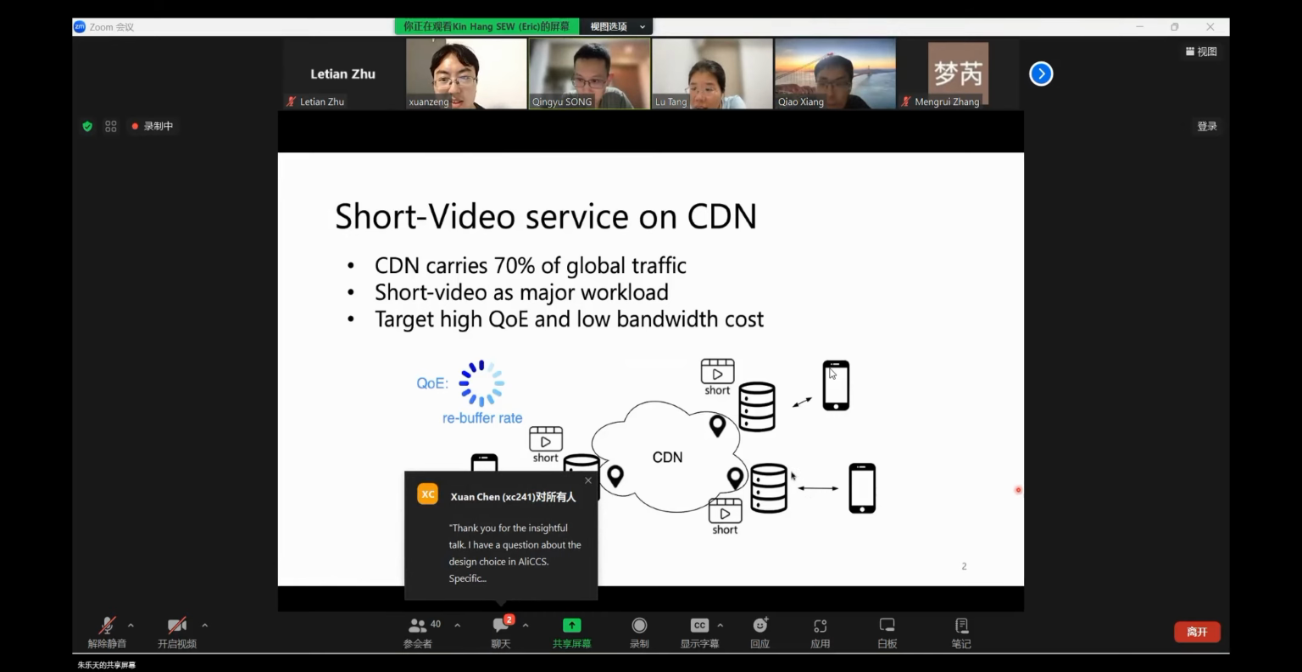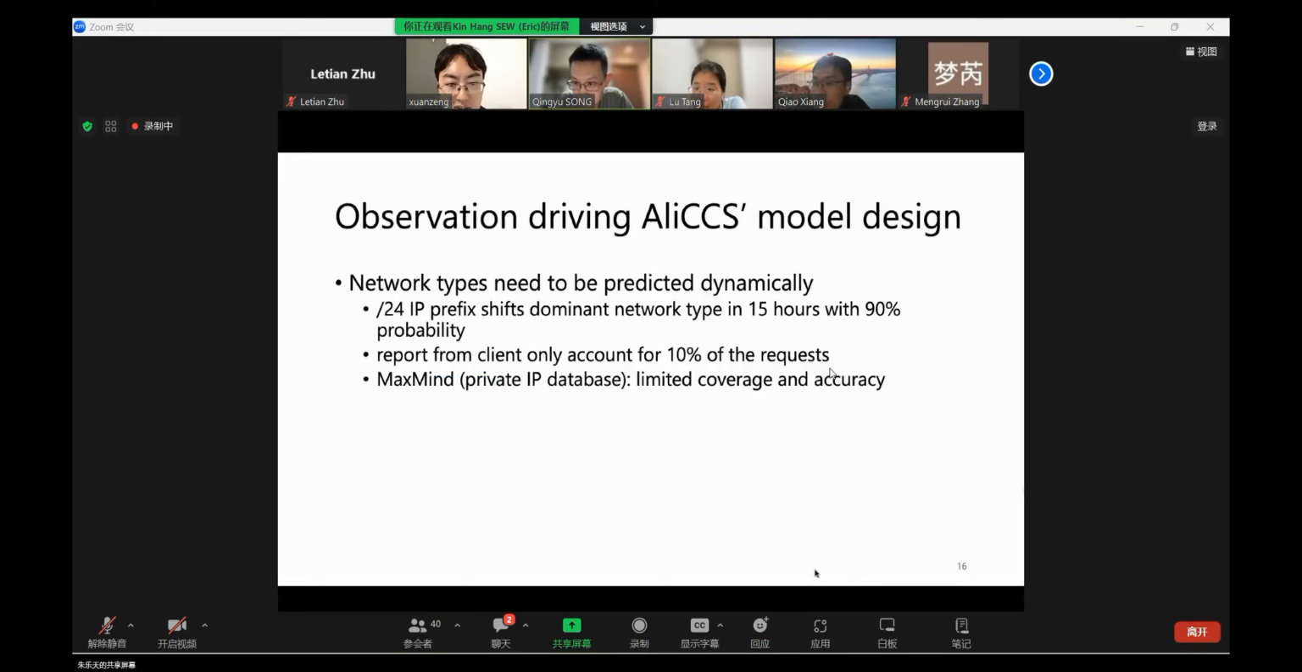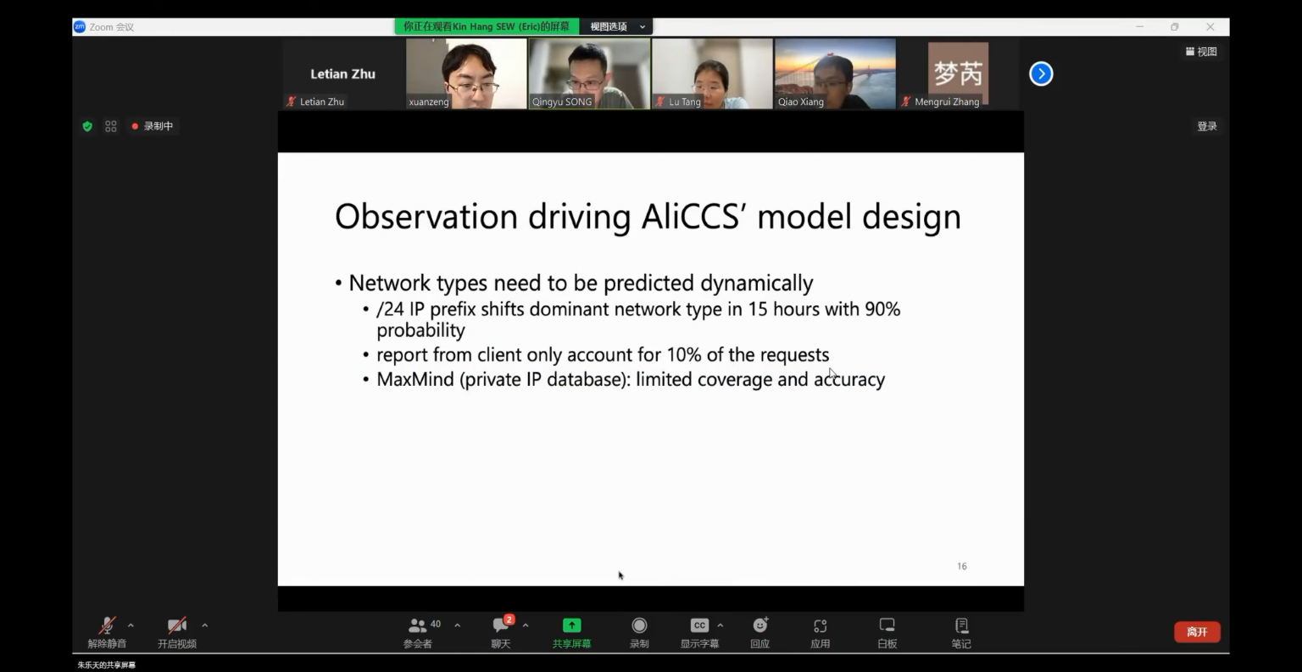Okay, I will give the chance to Chen, and let me rephrase his question. Thank you for the insightful talk. I have a question about the design choice in RDCCS. Specifically, if the user is able to directly provide the network type, RDCCS can make an immediate decision, but in more realistic cases the network type is unknown and RDCCS must infer it. The question is how large the performance gap is between these two scenarios, and how does this affect the overall system efficiency?